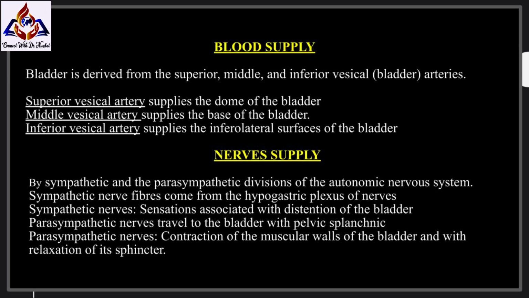The parasympathetic nerves travel to the bladder with the pelvic splanchnic nerves from the second through fifth sacral spinal segments. Parasympathetic nerves are concerned with contraction of the muscular walls of the bladder and with relaxation of its sphincter. Consequently, they are actively involved in urination.